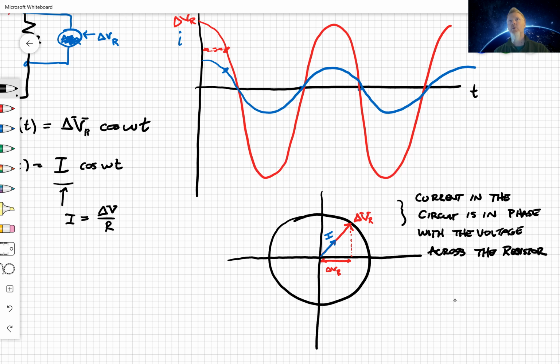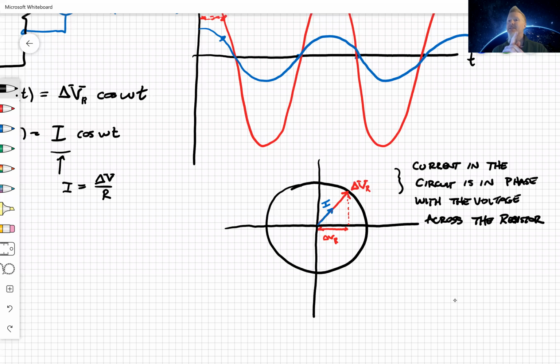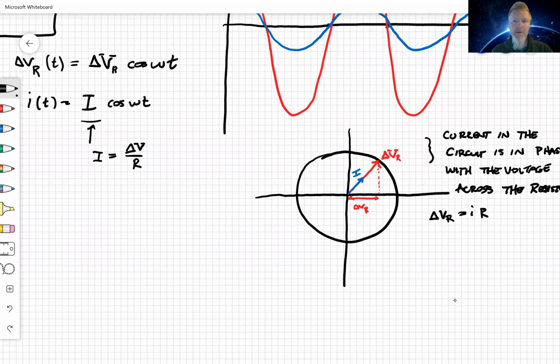So the voltages, we're going to really concentrate on the voltages, and we're going to just note that the current is in phase with the voltage. So it's the same phasor as the voltage across the resistor, just reduced by the resistance, just as Ohm's rule would tell us. All right, so delta V equals IR, like so. All instantaneous quantities.